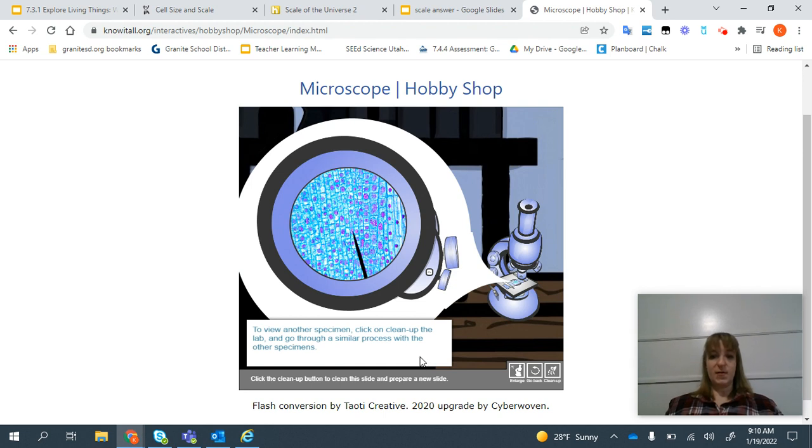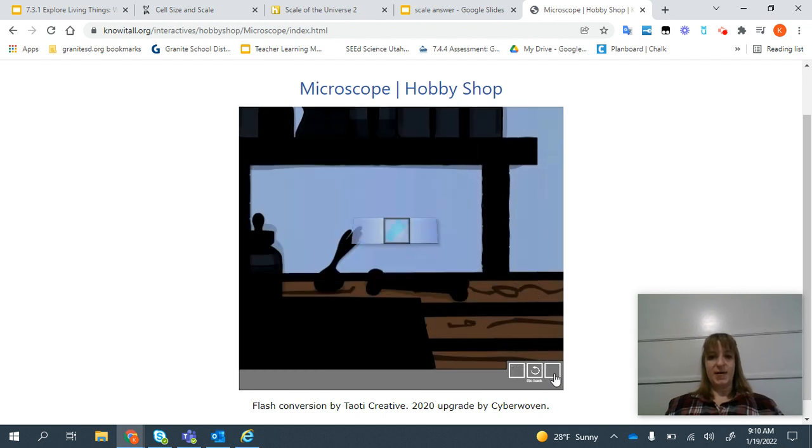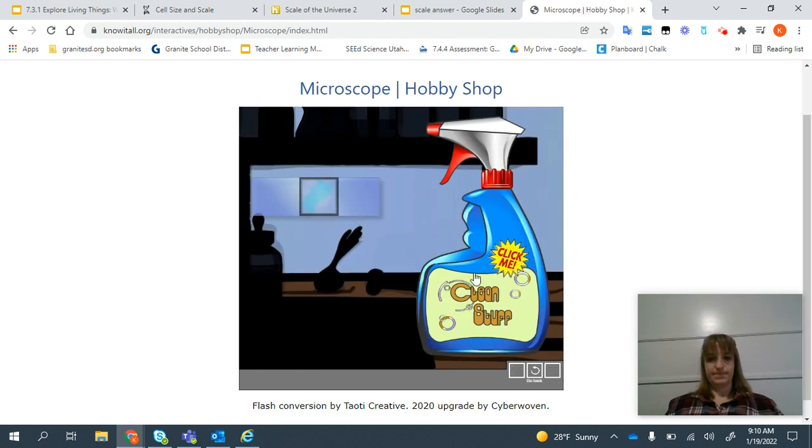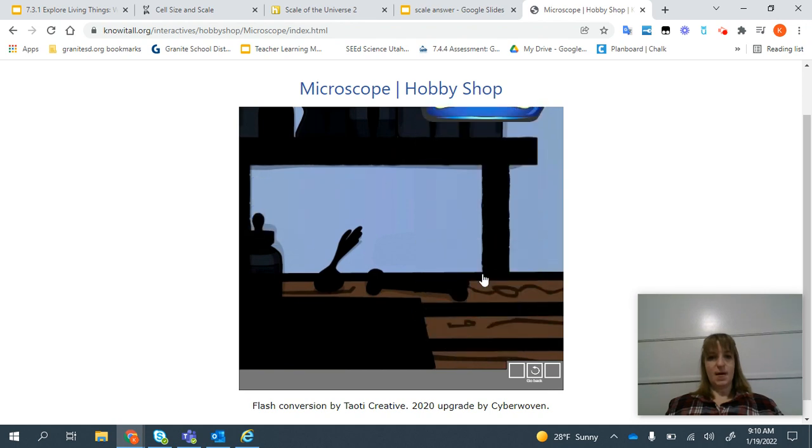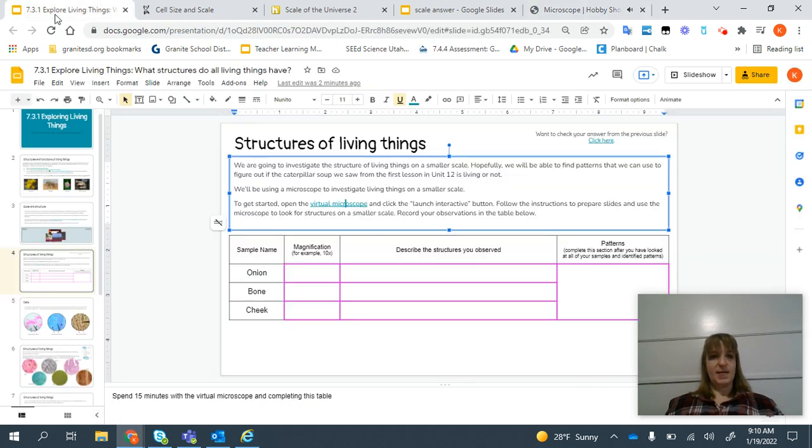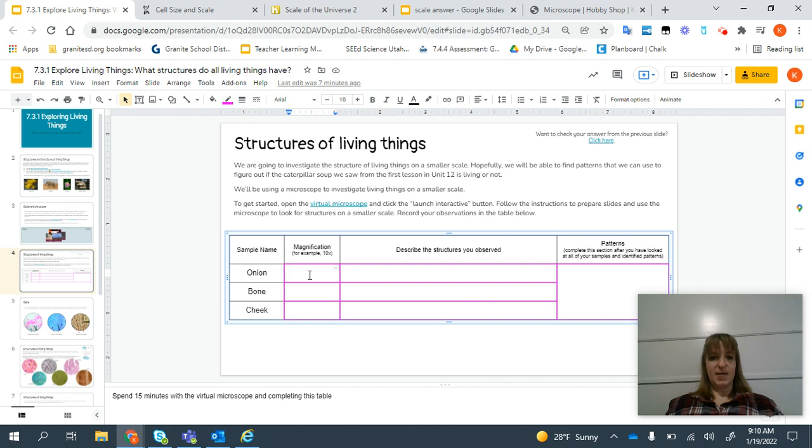So remember, we are going to look for patterns to see if living things have the same sorts of things at a smaller scale or microscopic scale. So we're going to go back to our table on slide number 4, and what I'm going to put is, we could see the best image of the onion at 40 times the magnification, so I'm going to do 40x.